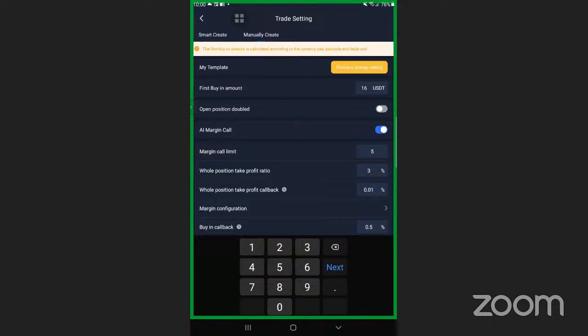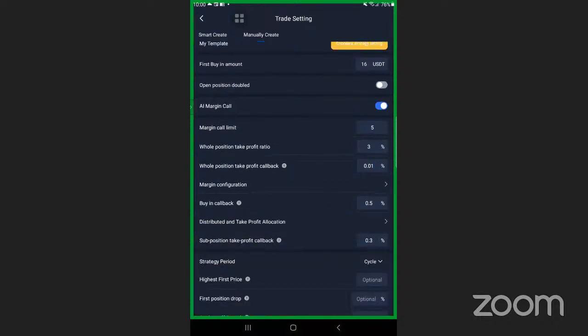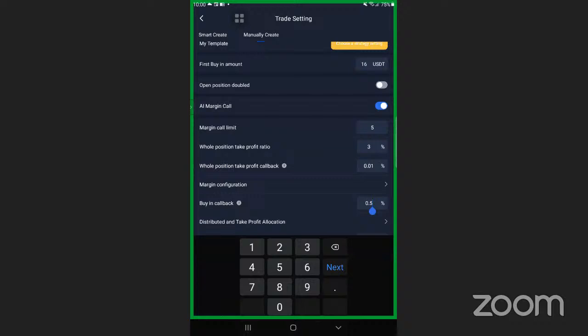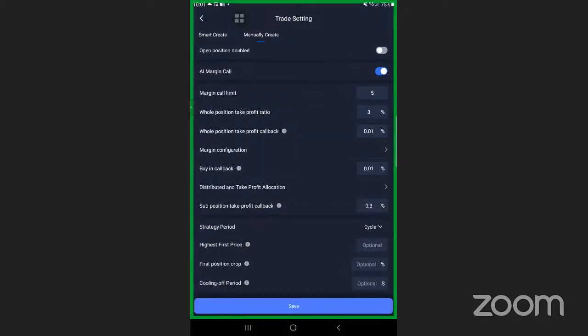0.01. Now, I'm going to explain what is whole position take profit callback when I'm explaining about buy-in callback. Okay? So our buy-in callback is not given in the signal. So we normally put 0.01 as well when it is not given. When it's not given, we normally put 0.01.